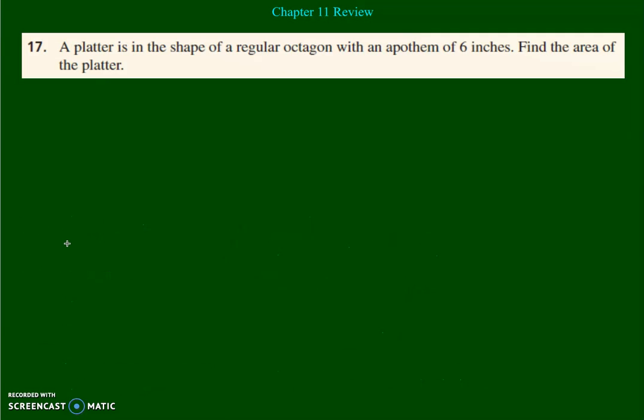In problem 17, they didn't give us any pictures at all, so we have to create our own, which isn't much of a problem because we usually draw them anyway. They gave us that it's a regular octagon, and they give us an apothem of 6 inches, and we need to find the area. As usual, let's go ahead and draw in our triangle and our apothem. We have an apothem of 6, and we don't know what any of these other values are, so we're going to have to find those ourselves.